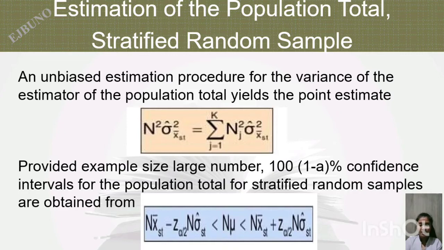Provided the sample size is large, a 100 times (1 minus alpha) percent confidence interval for the population total for the stratified random sample is obtained: N times the sample mean sub st minus z sub alpha over 2 times N sigma sub st is less than N times the population mean, which is less than N times the sample mean sub st plus z sub alpha over 2 times N sigma sub st.